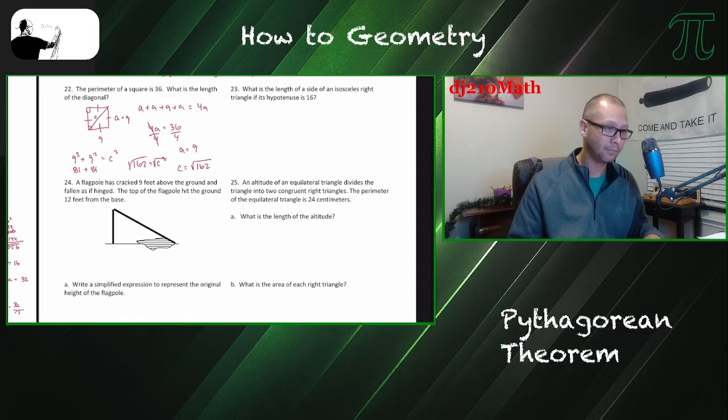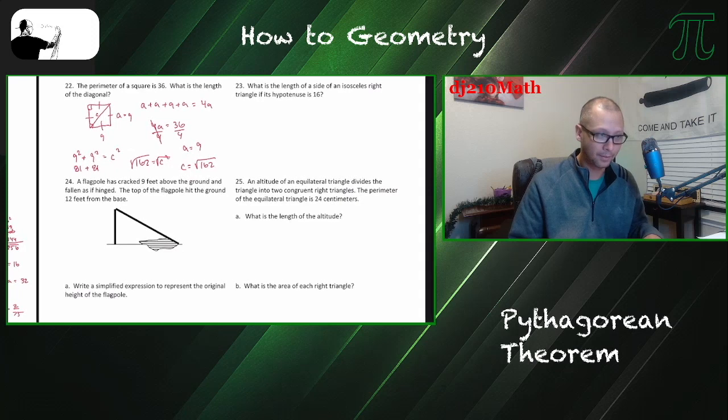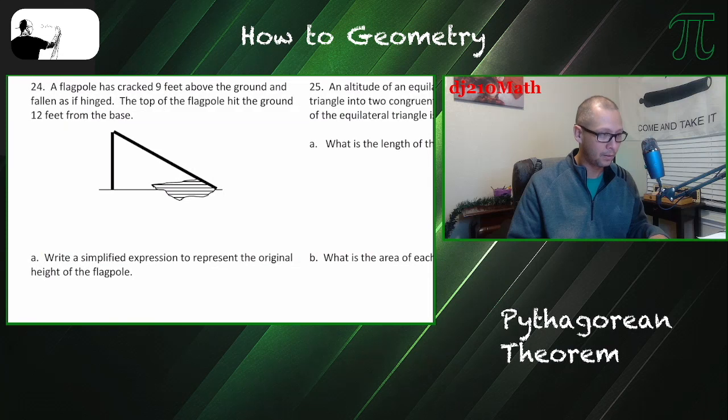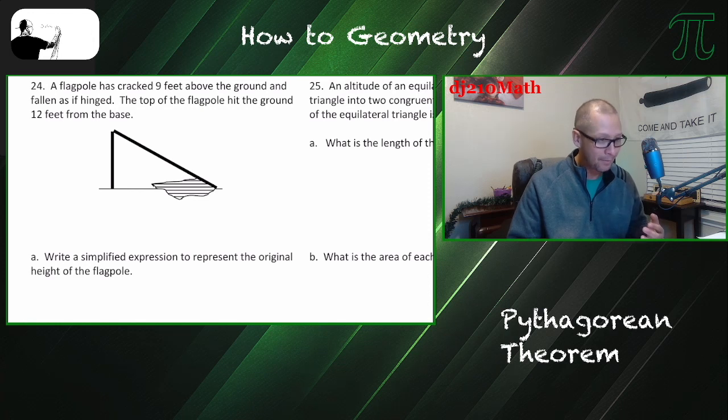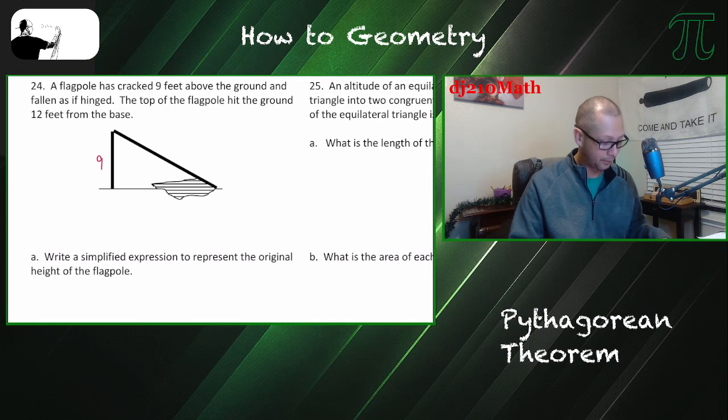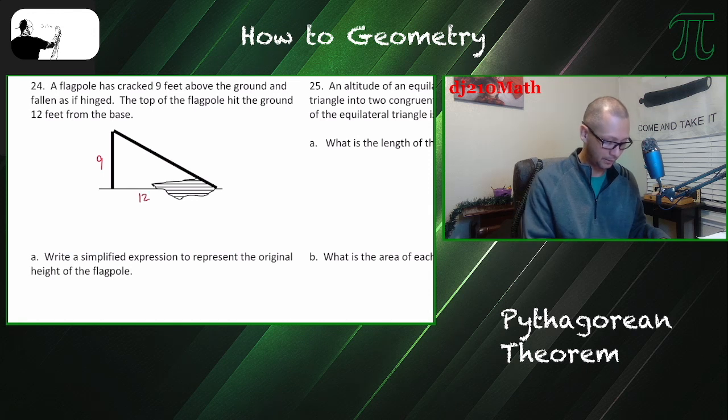If this wasn't a Pythagorean theorem lesson and we had a problem like number 24, the question is, would you be able to understand that you would have to apply the Pythagorean theorem in this situation? That's truly the question. So a flagpole has cracked 9 feet above the ground and fallen as if hinged. The top of the flagpole hit the ground 12 feet from the base. Write a simplified expression to represent the original height of the flagpole.